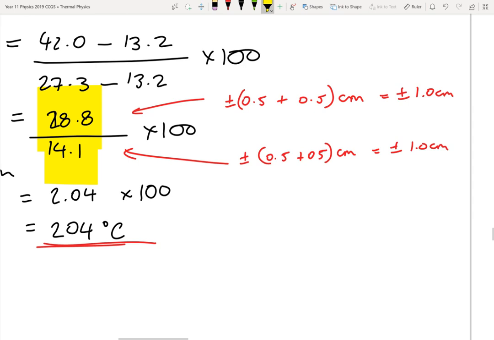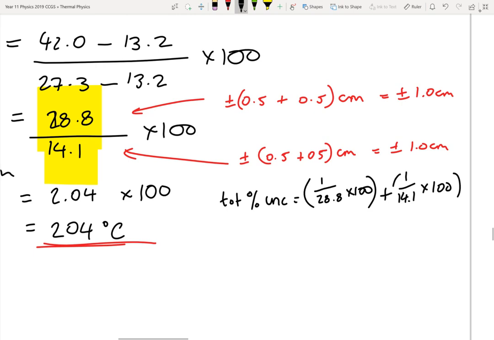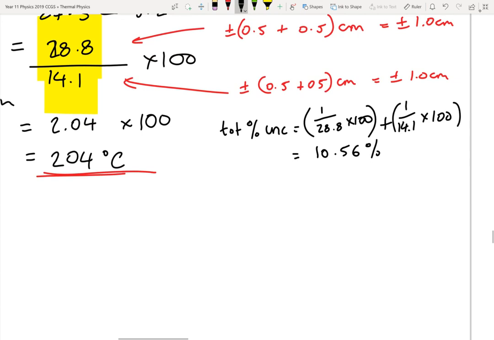Okay? So we need to get what is 1 as a percentage of 28.8. Whoa, slow down. So I'll just write total percentage uncertainty equals 1 over 28.8 times 100 plus 1 over 14.1 times 100. Do you want to just give me the total if you've calculated it? Cool. 10.56%.